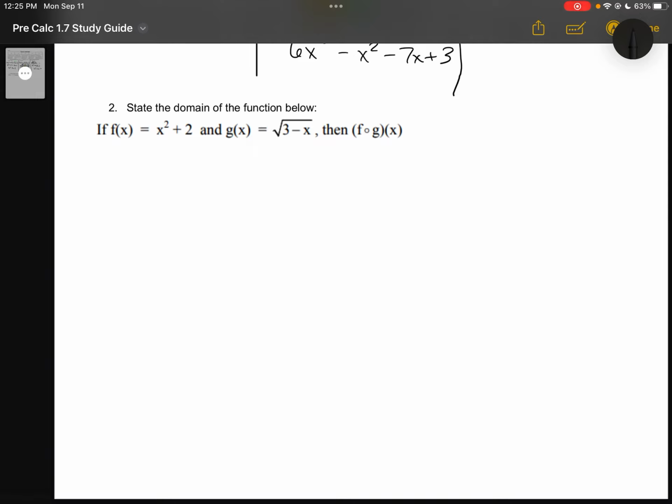For our second one, we are just looking at f of g of x, and we want to also make sure that we state the domain. So starting off with f of x first. So a big set of parentheses, and then inside of that, we can put in our value for g.